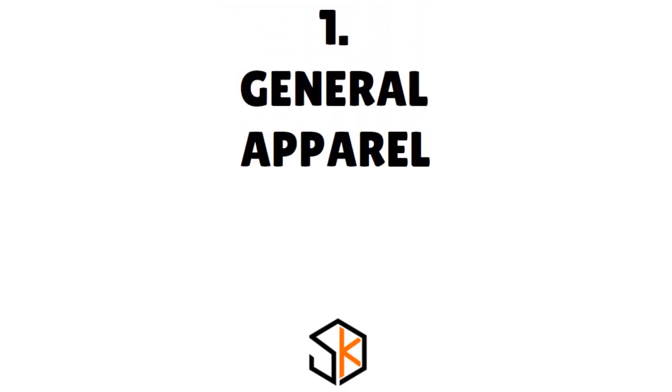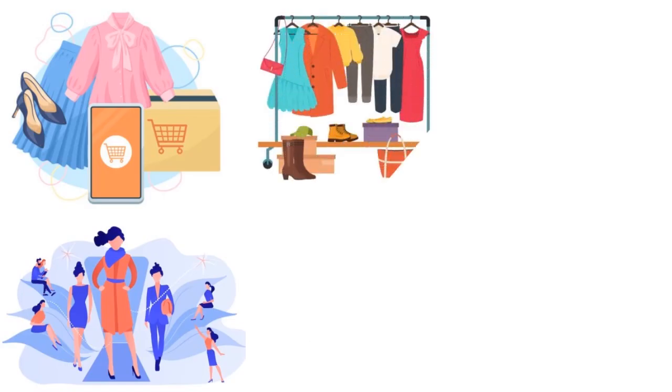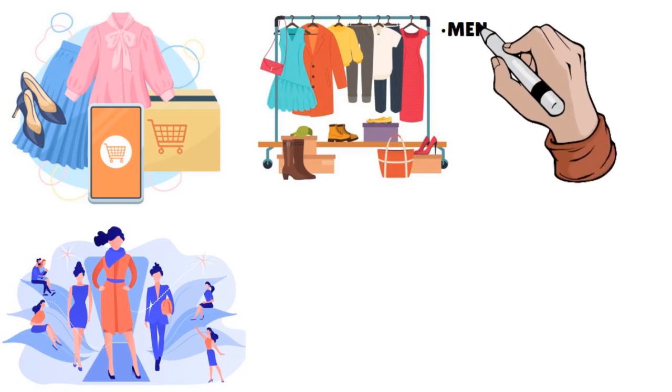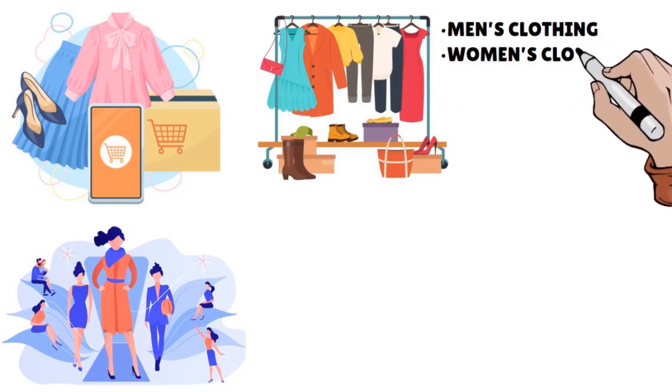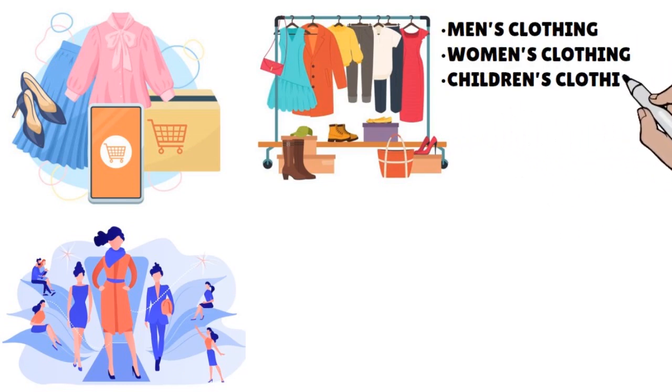And I don't care if you are a fashion aficionado or aficionada. Even if you're a regular fashion person, you still need clothes. So general apparel is actually the first niche. General apparel refers to all sorts of clothing that has nothing to do with sports. So this niche includes men's clothing, women's clothing, and children's clothing.